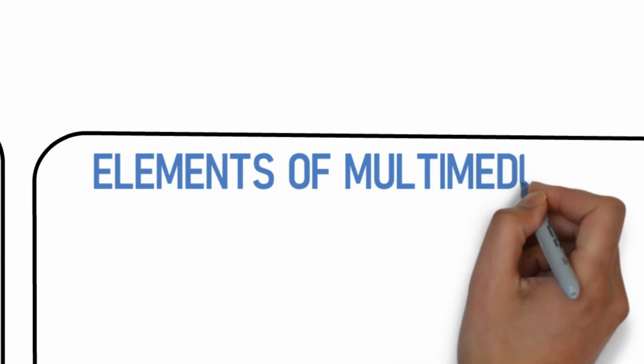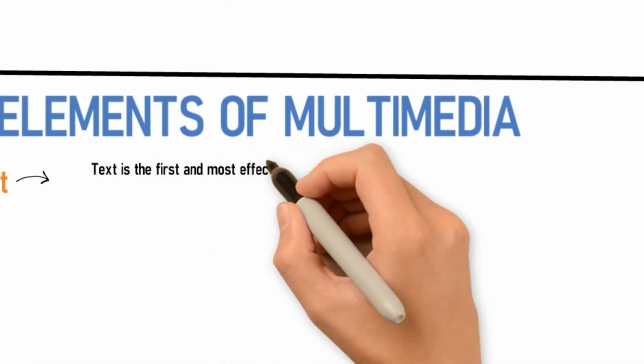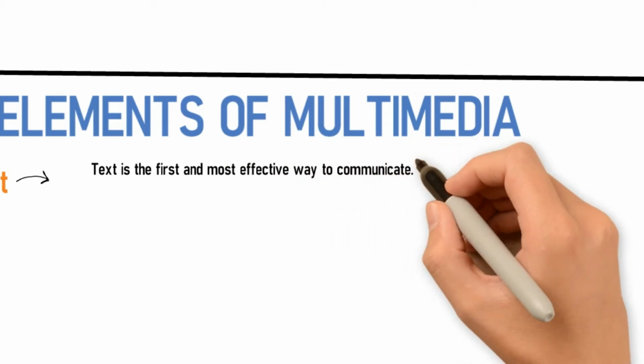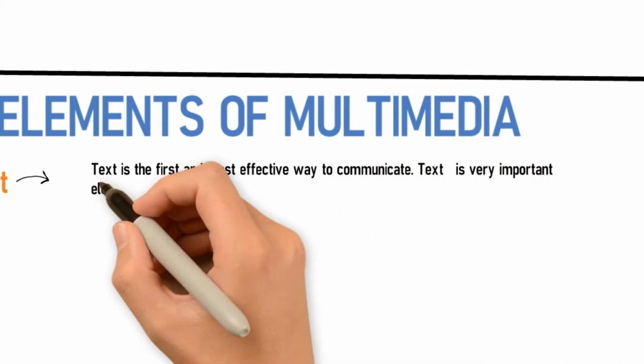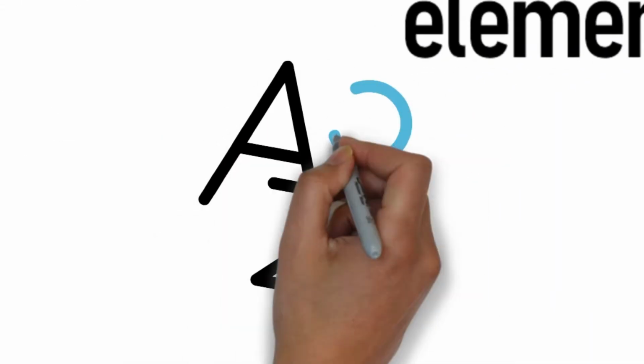Now, we go to the elements of multimedia. Text is the first and most effective way to communicate. Text is a very important element of multimedia applications. In multimedia, text is used as the headline, subtitle, and slogan.